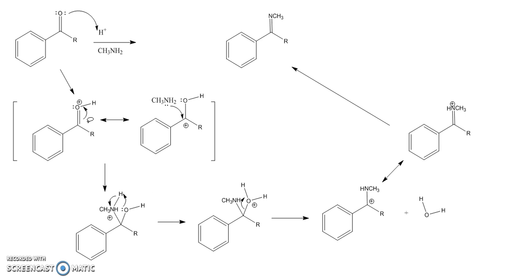Similarly, if I replaced my methylamine with hydrazine, so I'm basically replacing this CH3 with an NH2 and made that substitution all the way through, I now have the mechanism for forming a hydrazone. So same steps, just replaced my CH3 with an NH2.